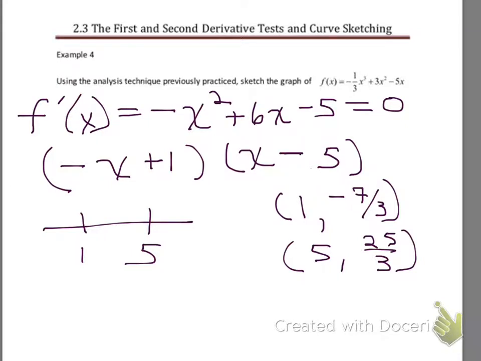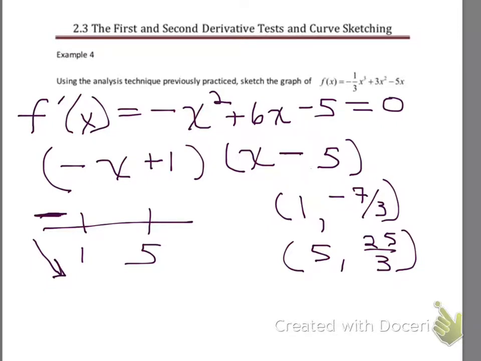Alright, so let's do our analysis. We're going to do a first derivative test, so I want to figure out the sign. If I test a value to the left of 1, let's test 0, I would have positive 1 times a negative 5, and that would get me a negative value. If my value is negative, then the slope of my original function is going down. Okay, check in between 1 and 5.